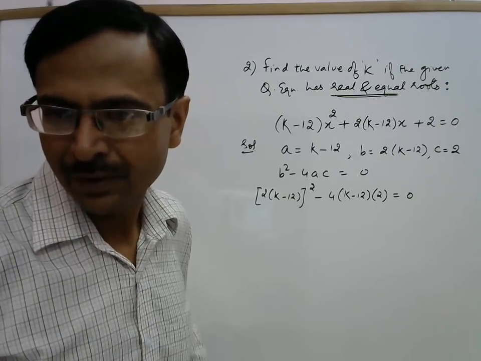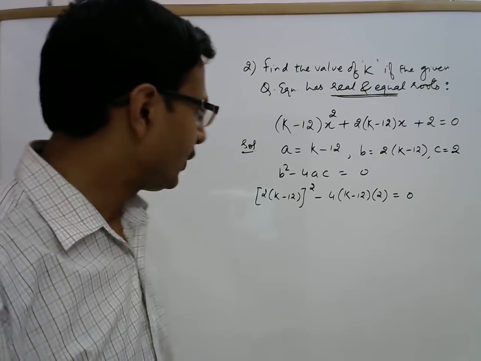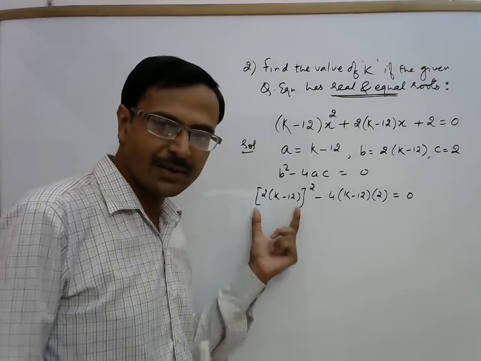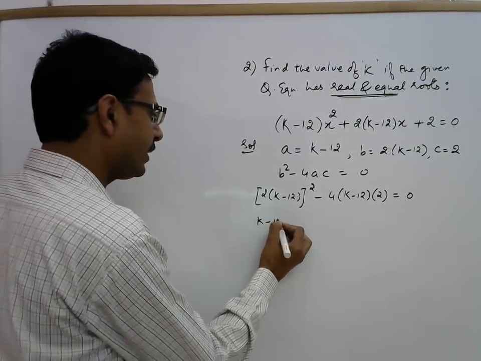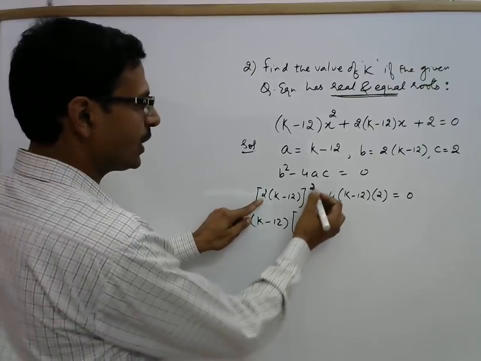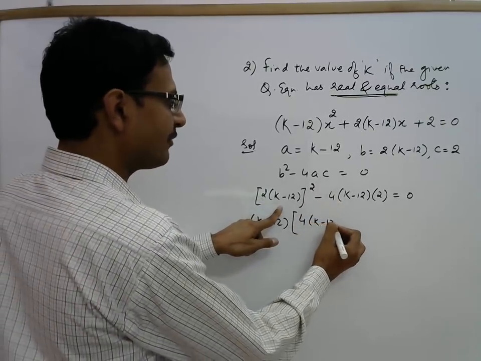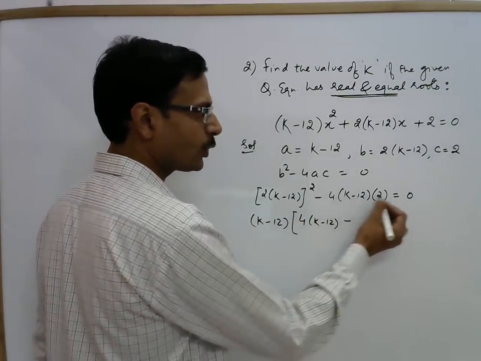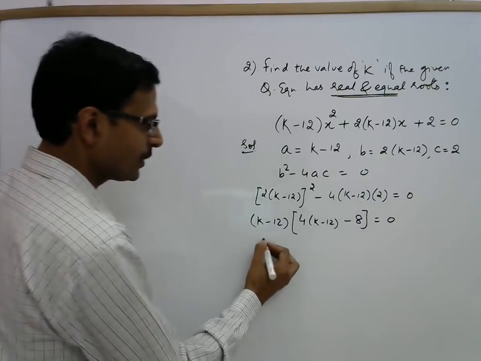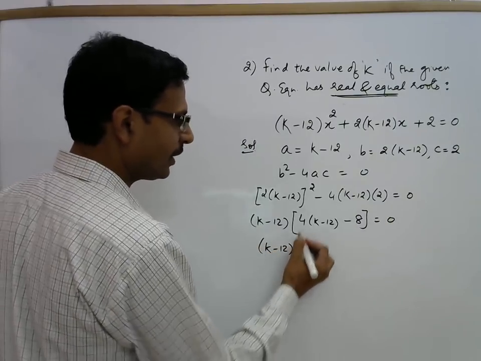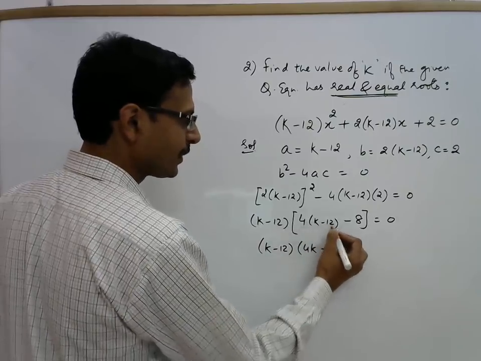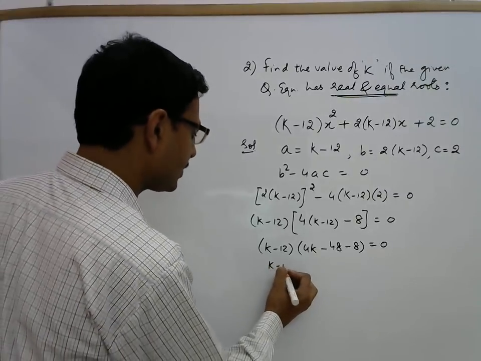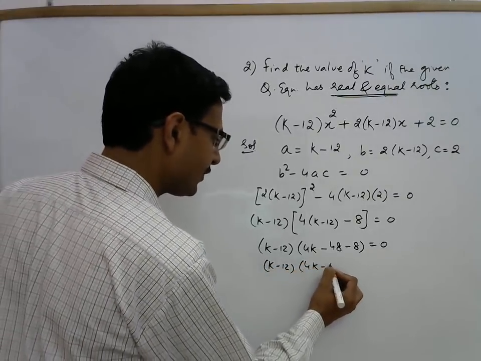Now after this step, you need to take k minus 12 common. See, k minus 12 is here also and k minus 12 is here also. So if you take k minus 12 common, then you are left with 2 square is 4 and one k minus 12 is left behind because it is a square, minus k minus 12 is outside now, 4 into 2 is 8, equal to 0. So one k minus 12 factor is already here. So 4k minus 48 minus 8 equal to 0. So (k minus 12) into (4k minus 56) equal to 0.